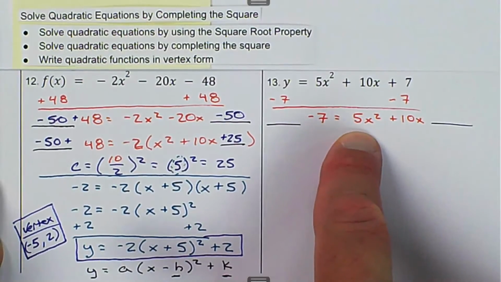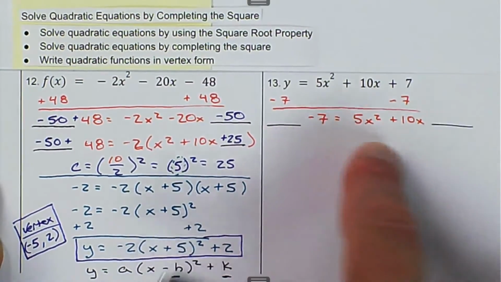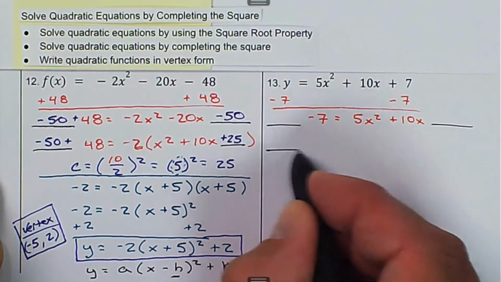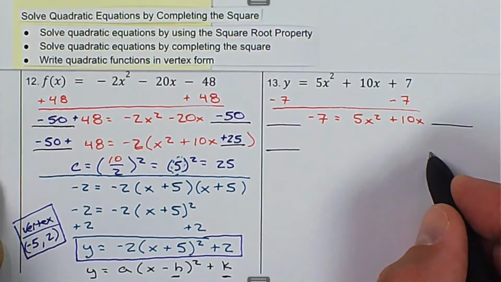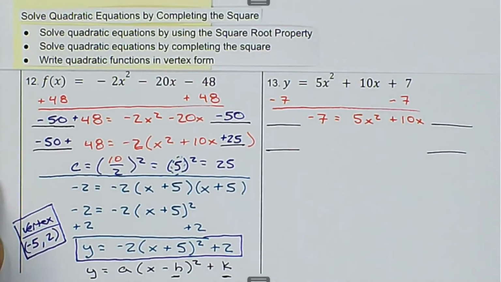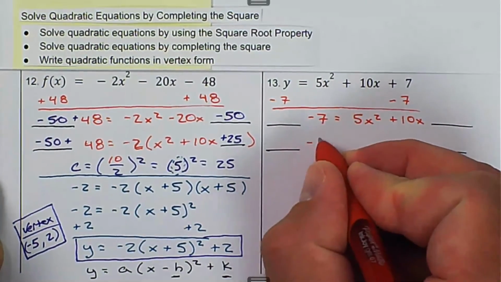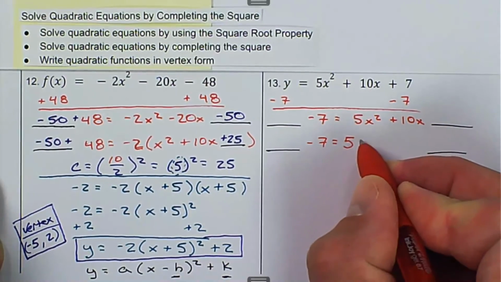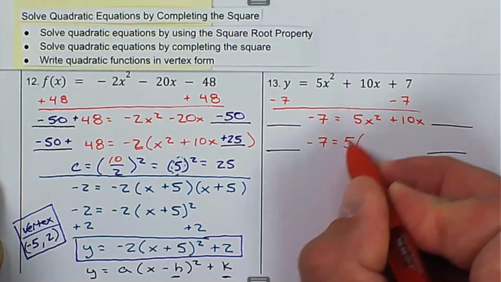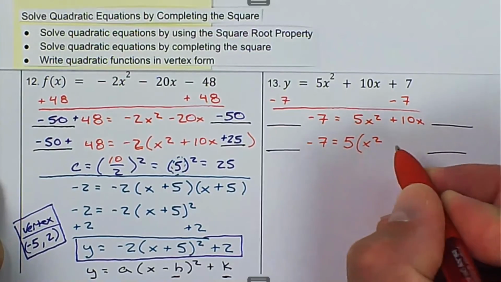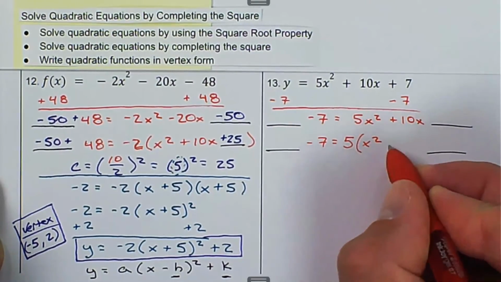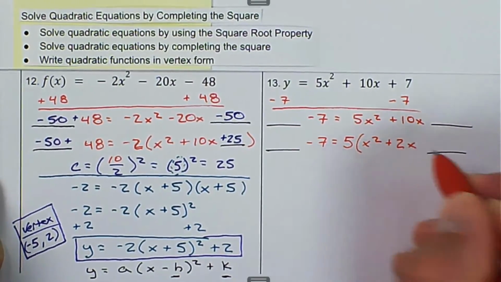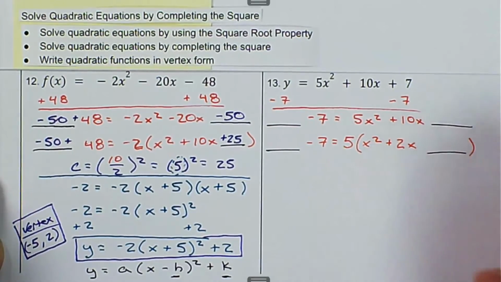The issue here is we have a 5 as our lead coefficient, so we have to get rid of that. So we're going to have to factor that out. On the left side, we still have that minus 7. And we're going to factor that 5 out. So 5x squared divided by 5 is x squared. And 10x divided by 5 is 2x. And then we still have that value that we're adding.